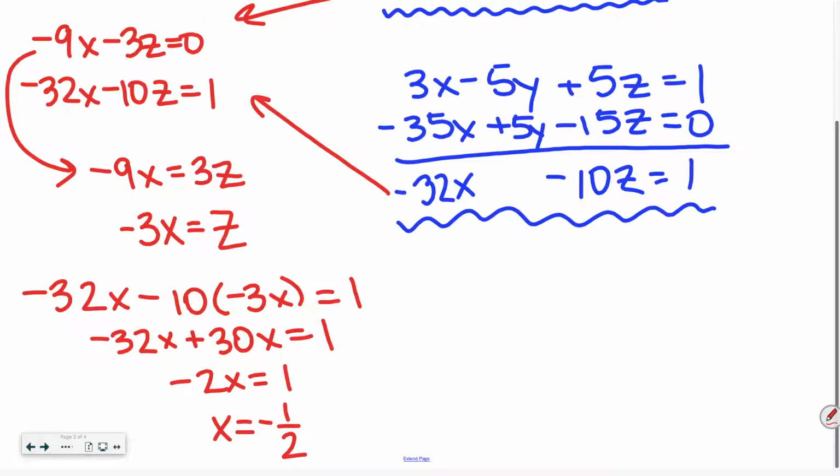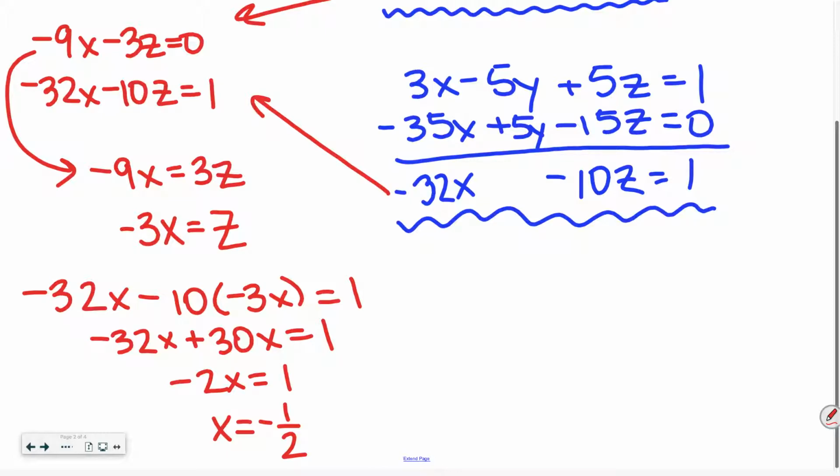I don't want you to panic when you get a fractional answer. It's going to happen. Not all the time, but if it happens, it's not an issue. Like, you could get answers that are fractions, and you need to be okay with that. Okay? What do I do with that x equals negative 1/2?